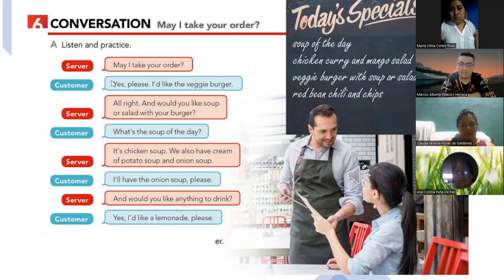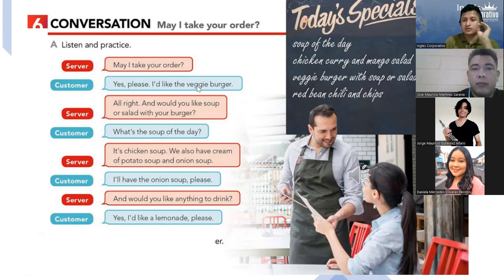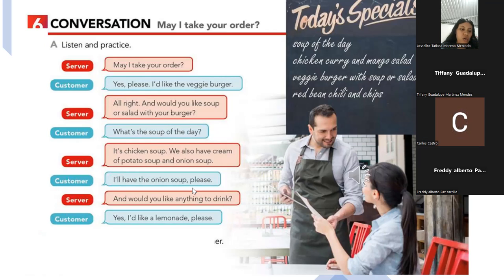We're going to have this conversation between a server and a customer. Remember that Mauricio told us that this is a customer, that is correct. Here we have a customer, and also here we have a waiter, and also we have a server. Both of them are okay. So you can say this is a waitress or a waiter. I'm sorry, this is a server. Okay. Very good. So let's listen and read.